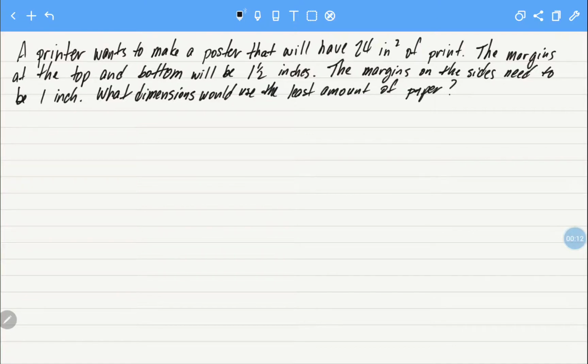A printer wants to make a poster that will have 24 square inches of print. The margins at the top and the bottom will be 1.5 inches. The margins on the sides need to be 1 inch. What dimensions would use the least amount of paper?